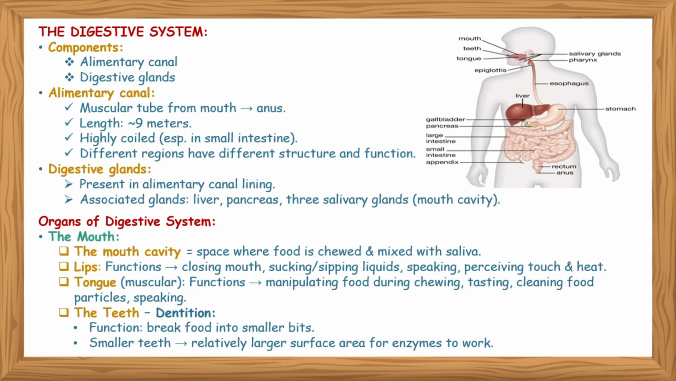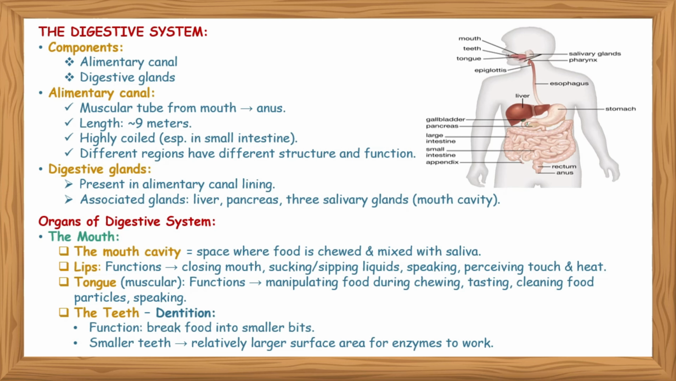The digestive system: the components are the alimentary canal and digestive glands. The alimentary canal is a muscular tube extending from the mouth up to the anus. Its length is approximately 9 meters. It is a highly coiled structure, especially in the area of the small intestine. The different regions of the alimentary canal have different structure and function. Digestive glands: the associated glands are the liver, pancreas and 3 salivary glands, found in the buccal cavity or oral cavity.